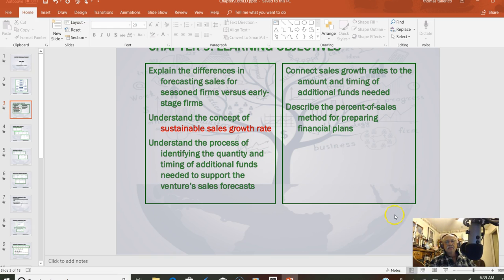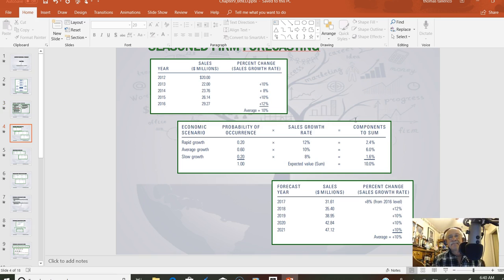And we're going to look at how you get the additional funds you may need to support your sales forecast, right? If you're going to have a sales forecast, you're obviously going to say, I need additional money for that, right? That becomes important. And then we'll look at how you time them. And then at the end, we'll look at the percent of sales method for financial plans for the income statement, the balance sheet, and so on. All right, there's a little math here, but it's not really that difficult. So we'll go through it, and there are a couple of terms you have to know.